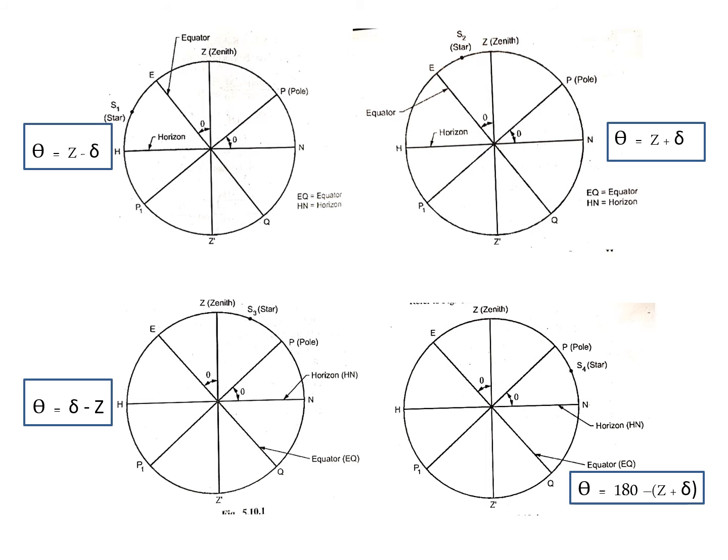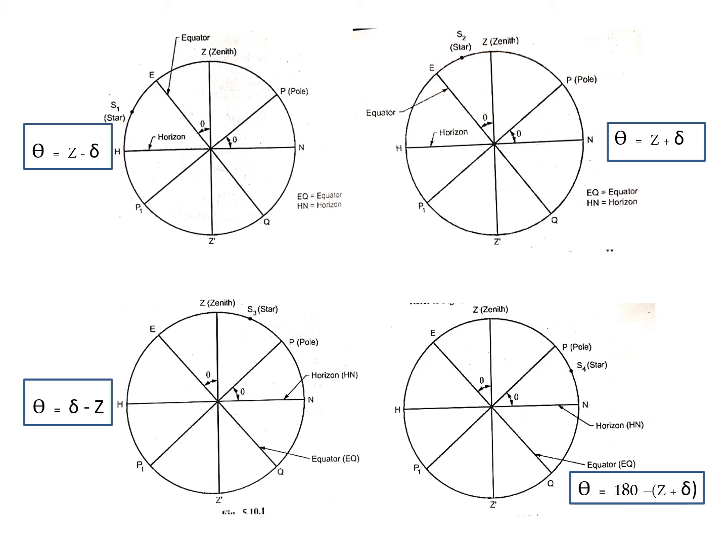Now, what is the latitude? Where you are standing, or any object on the earth, we want to know its location. This can be known by the celestial coordinate system. Now you can see there are 4 possibilities.